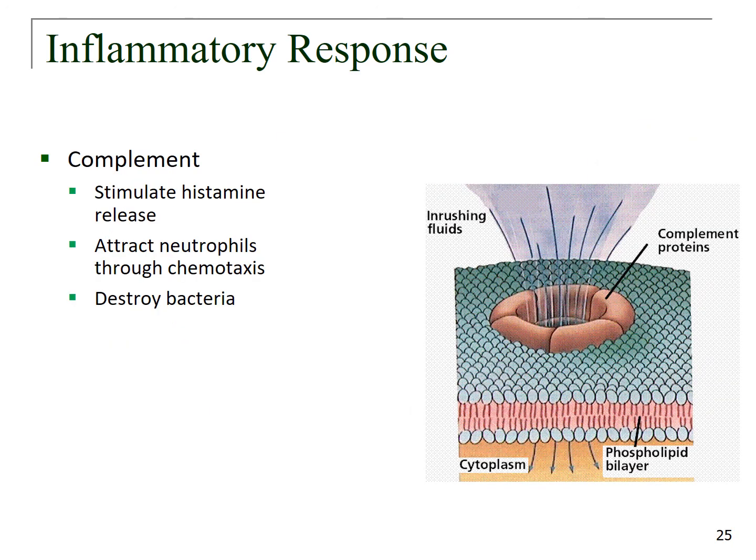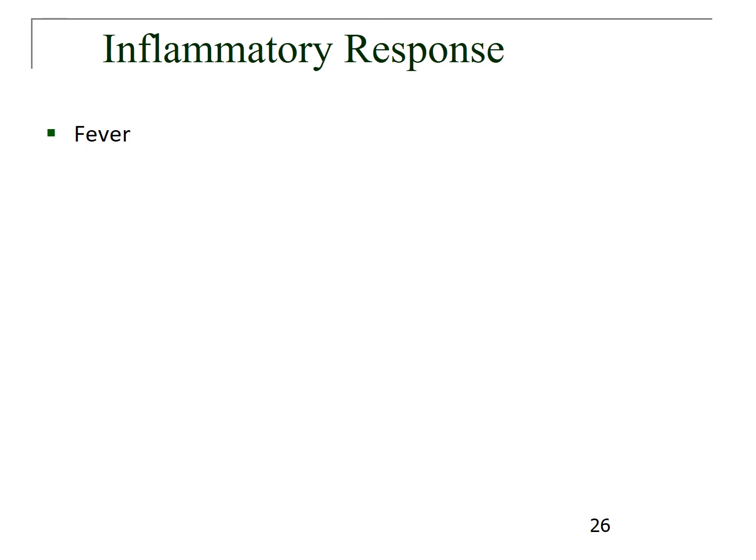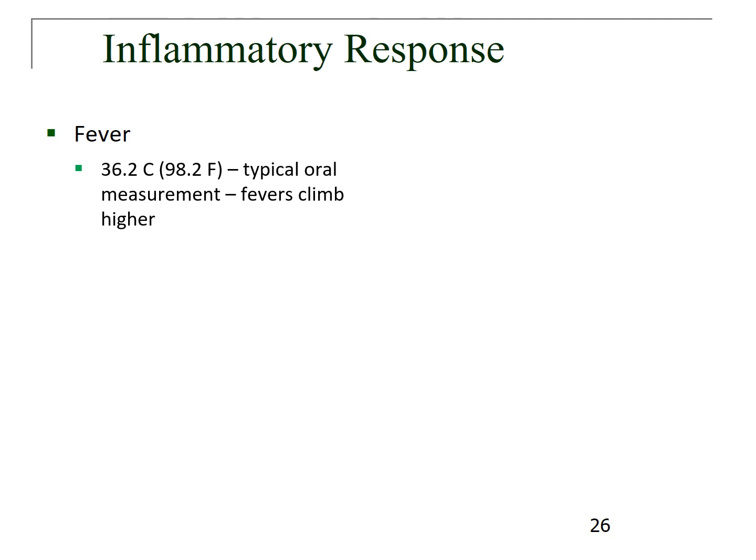Okay, complement proteins will actually stimulate histamine release. They'll be chemotactic in nature, but they will also directly destroy bacteria. Okay, one of the last things that we're going to talk about is fever as an inflammatory response. Your typical oral measurement is 98.2 or 36.2 C. When you start to climb above this, you have a fever. Now, body temperature does slightly differ from person to person, so your primary care physician pretty much has to establish what is a normal baseline for you.